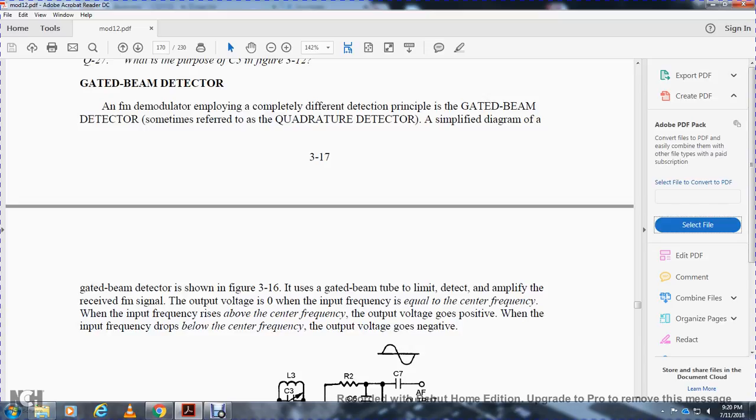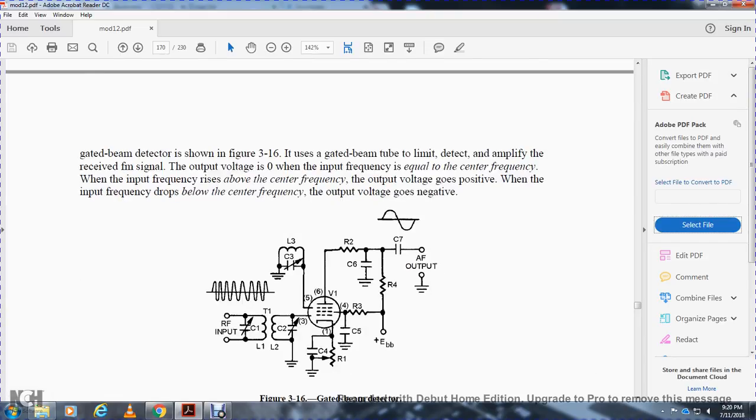The output voltage is 0 when the input frequency equals the center frequency. When the input frequency is above the center frequency, the output voltage goes positive. When the input frequency drops below the center frequency, the output voltage goes negative.